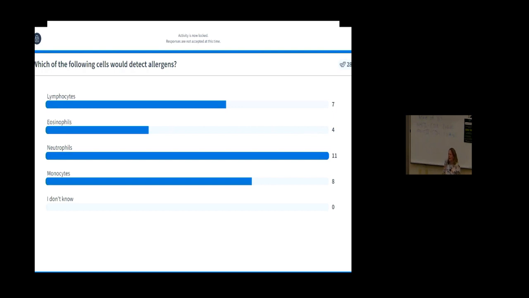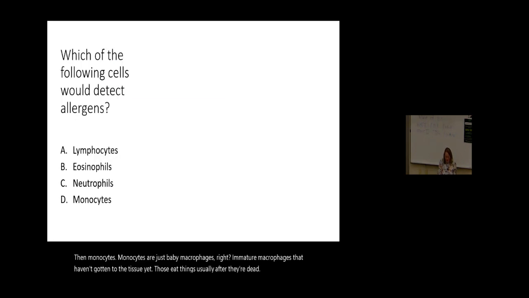Eosinophils, we said that was attacking parasites, right? So I could see where you'd be like, yeah, that doesn't make sense. Neutrophils are going to be the ones that go into the inflammation story and release toxins, free electrons to attack bacteria, not allergens. Then monocytes. Monocytes are just baby macrophages, right? Immature macrophages that haven't gotten to the tissue yet. Those eat things, usually after they're dead. Okay, so probably not a good idea.